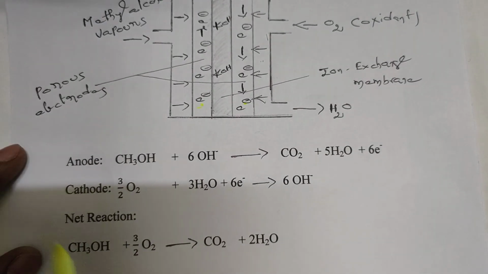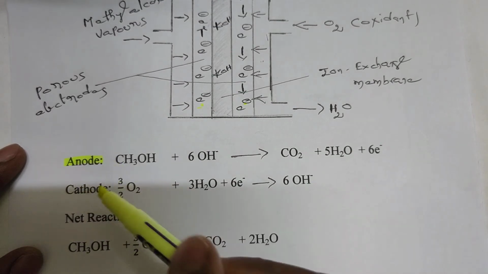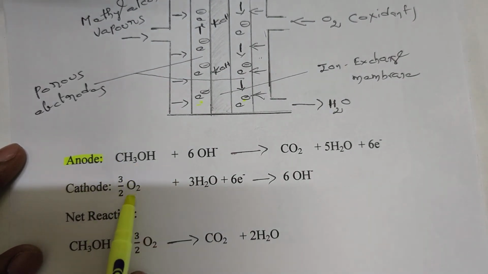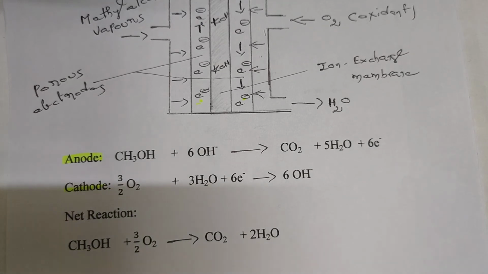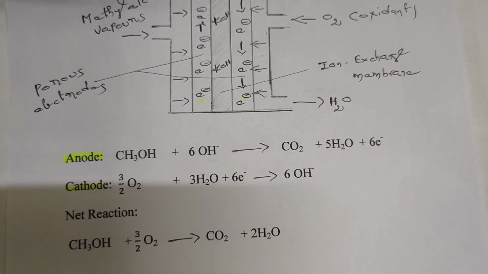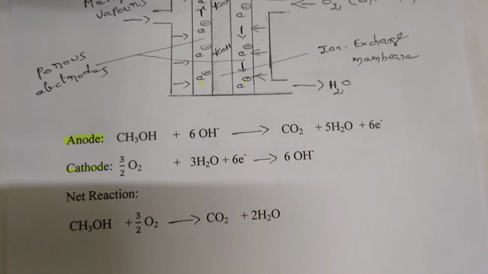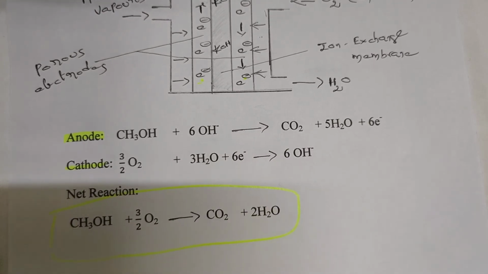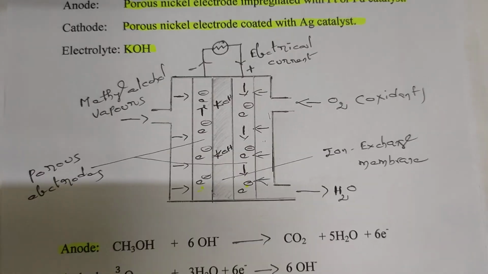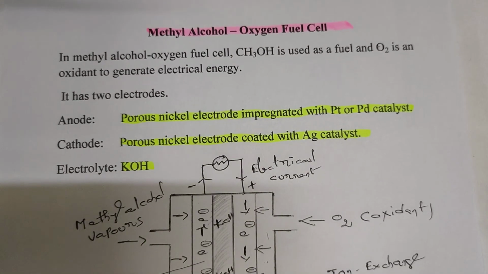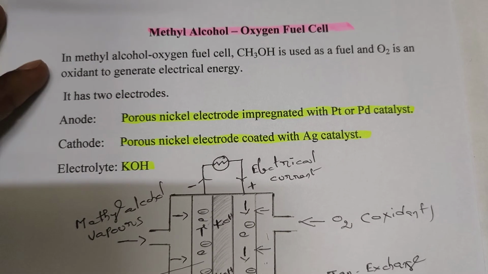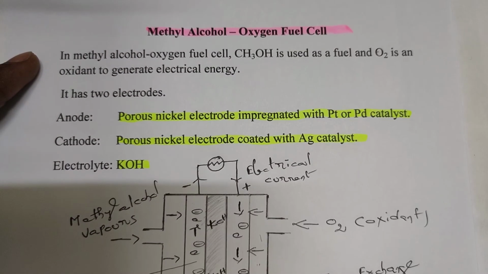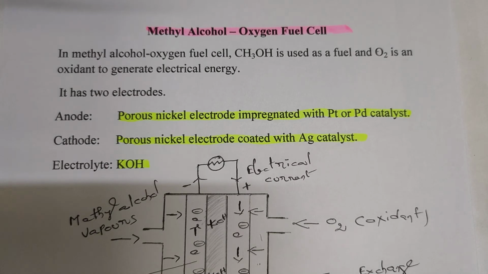Here methanol acts as anode and oxygen acts as cathode. So CH3OH plus 6OH minus gives CO2 plus 5H2O plus 6 electrons, and 3 by 2 O2 plus 3H2O plus 6 electrons gives 6OH minus. The net reaction is CH3OH plus 3 by 2 O2 gives CO2 plus 2H2O. So this is the construction and the anodic and cathodic half cell reactions of the methanol oxygen fuel cell.